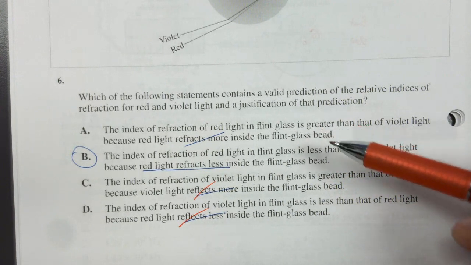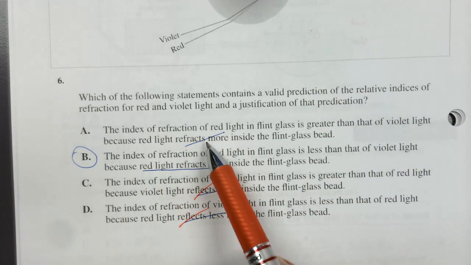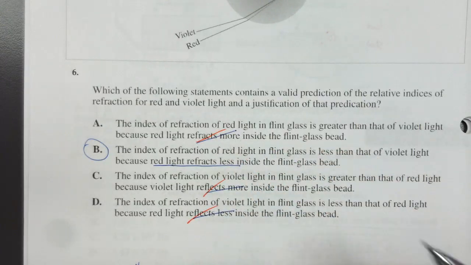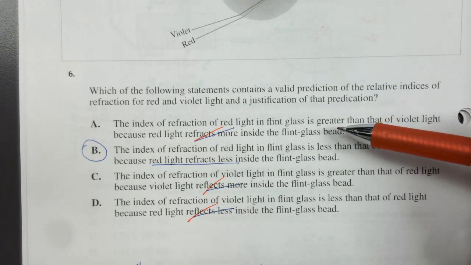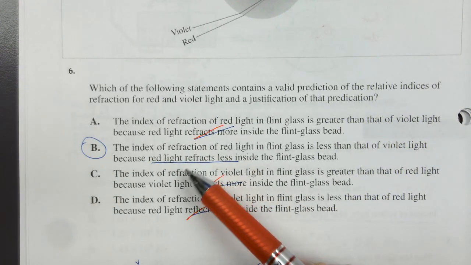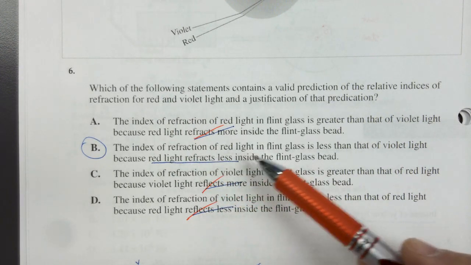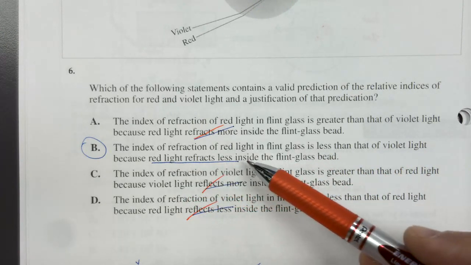Looking at the first one. Violet light because red light refracts more. Now, I knew that wasn't true. So I could choose B just based off of cancellation. But looking here, I'd also like to talk about this index of refraction piece. The index of refraction of red light in flint glass is less than violet because red light refracts less.